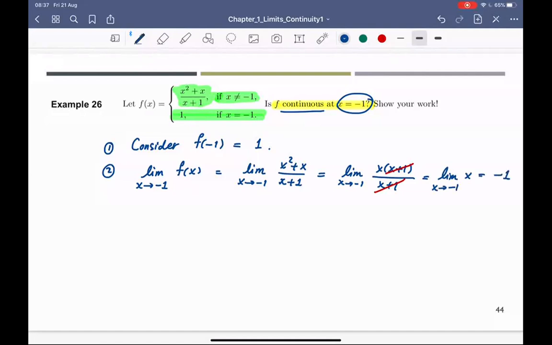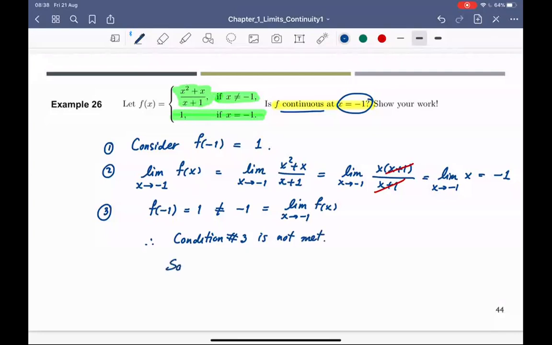And then once you have 1 and -1 here, for number 3, you can conclude that f(-1) equals 1, which is not equal to -1. But -1 is the limit of f(x) where x goes to -1. Well, because of this, condition number 3 is not met, so we conclude that f is not continuous at x equal to -1, sorry.